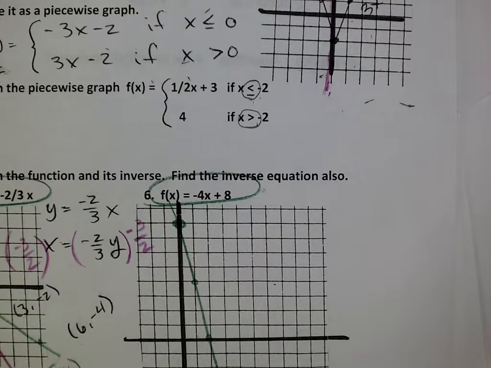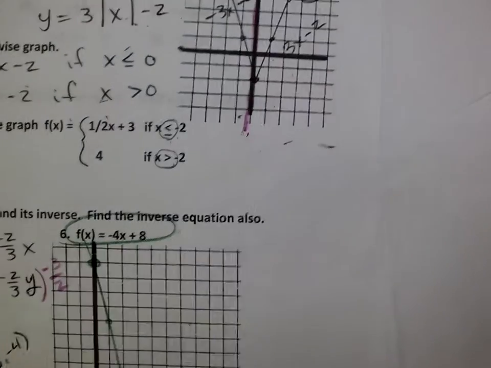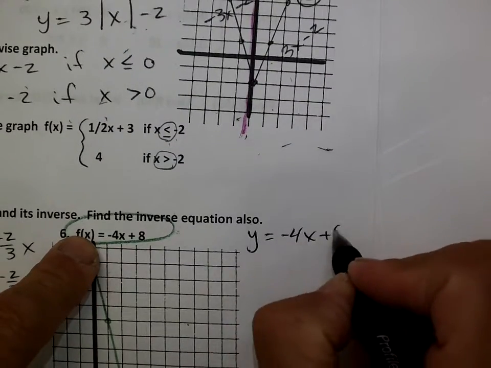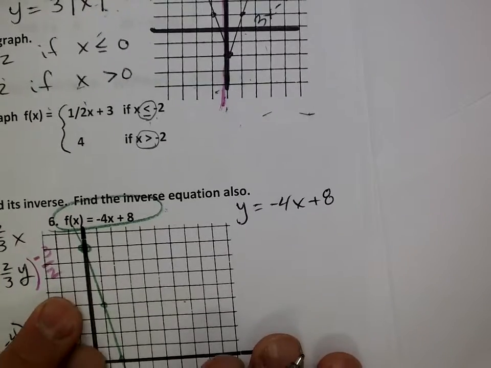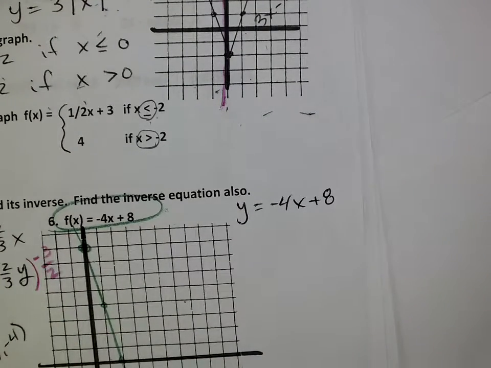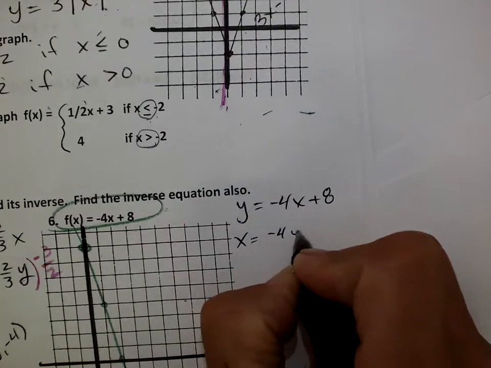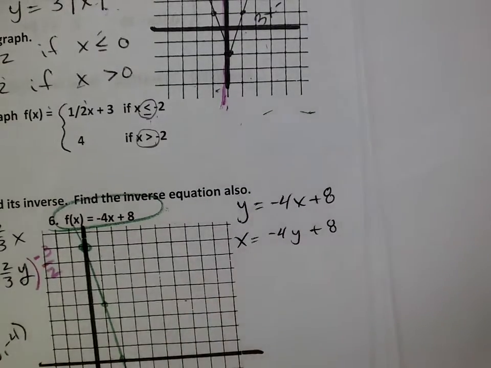Okay. Now, should we just go straight to the equation? You could go point by point, but I'm just going to go to the equation because I think it's faster. Because you've got to get the equation anyway, right? So let's just go straight to the equation. F of x and y are the same thing: negative 4x plus 8. To do the inverse, switch x and y, right? So I'm going to go x equals negative 4y plus 8, okay?